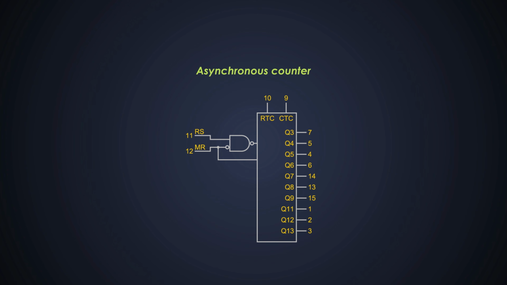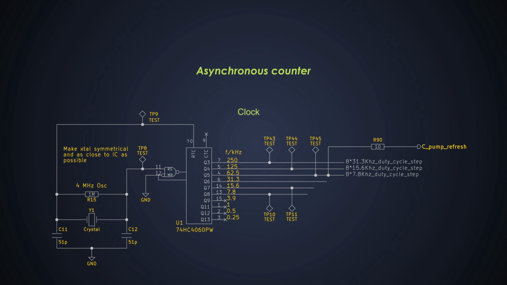For this application, we're using the 74HC4060 IC. If you look closely at this circuit, it divides this 4 MHz clock and gives multiple frequencies such as 250 kHz, 125 kHz, etc. up to 7.8 kHz. And I can directly give these clock signals to this circuit.